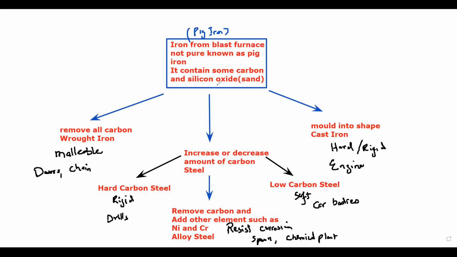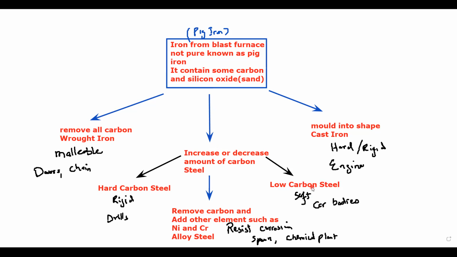So this is how the iron from the blast furnace is divided into different proportions depending on what we want to make. Like if I want to make a car body, then the iron which we extract from the blast furnace, we decrease the percentage of the carbon, and it will form a low carbon steel which can be used for car bodies.